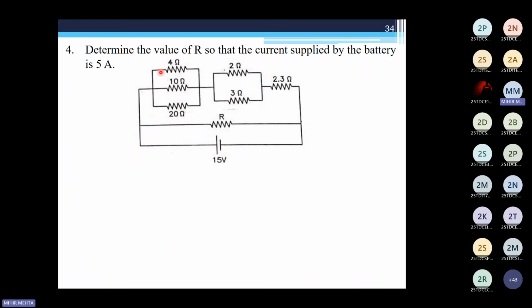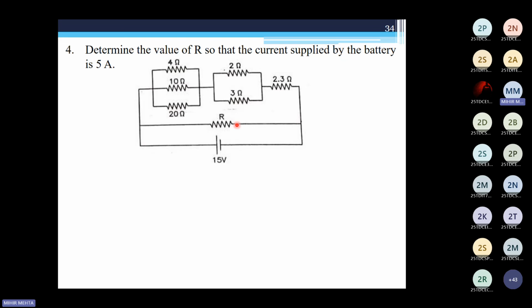So that 4 ohms, 10 ohms, 20 ohms, all these are parallel. This combination is in series with the combination of 2 ohms and 3 ohms, which are in parallel. So the first combination is in series with the second combination, which is in series with 2.3 ohms. These three are in series, which is in parallel with R ohms, and it is supplied by the voltage of 15 volts with a total circuit current of 5 amperes.